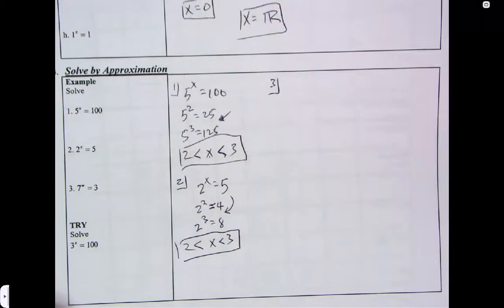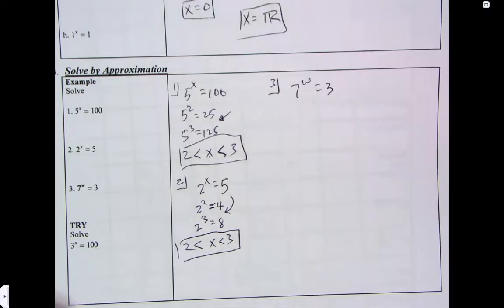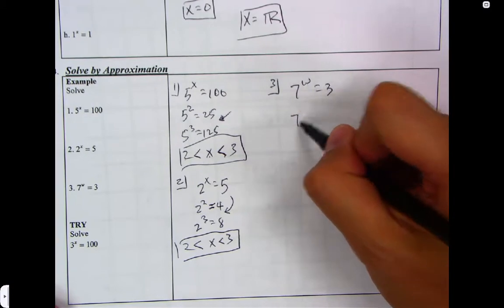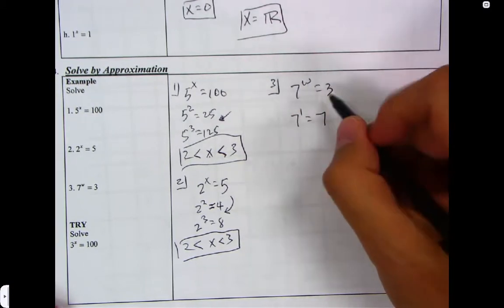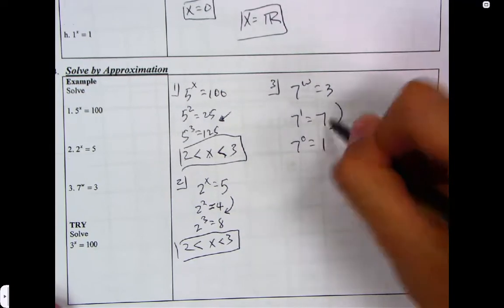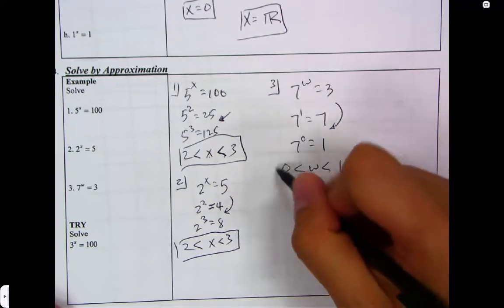Example 3. 7 to the what will give you 3? Well, I can't write these as the same base, so I start with 7 to the 1. 7 to the 1 is 7. Now I want to go lower, so 7 to the 0 is 1. And 3 is between 1 and 7. That means w has to be between 0 and 1.